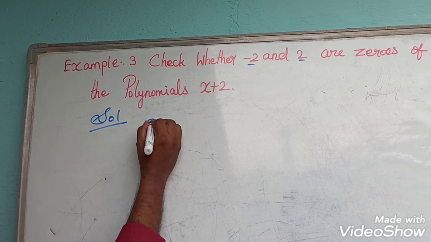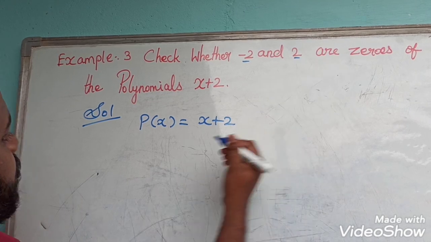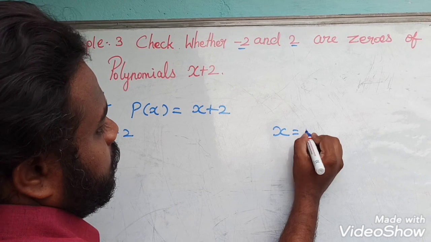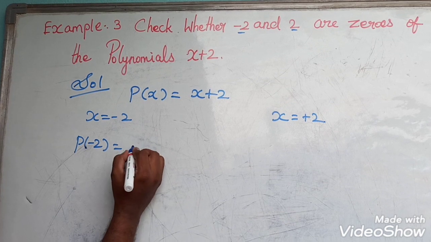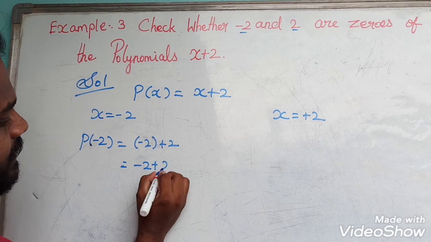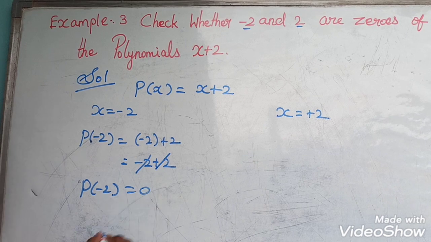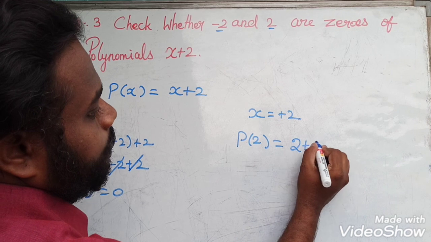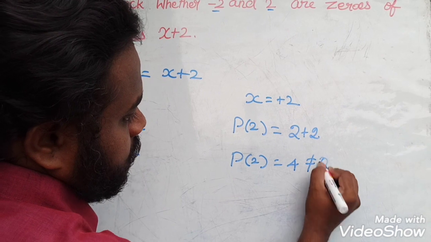Solution. They have given p of x equal to x plus 2. So minus 2 and plus 2 we have to check. First x equal to minus 2, and here I take x equal to plus 2. So p of minus 2, I take a bracket, minus 2 plus 2. Here, minus 2 plus 2 without bracket. Minus 2 plus 2 becomes 0. So p of minus 2 equal to 0. The same way, p of plus 2 is equal to 2 plus 2. So p of 2 is equal to 4, which is not equal to 0.